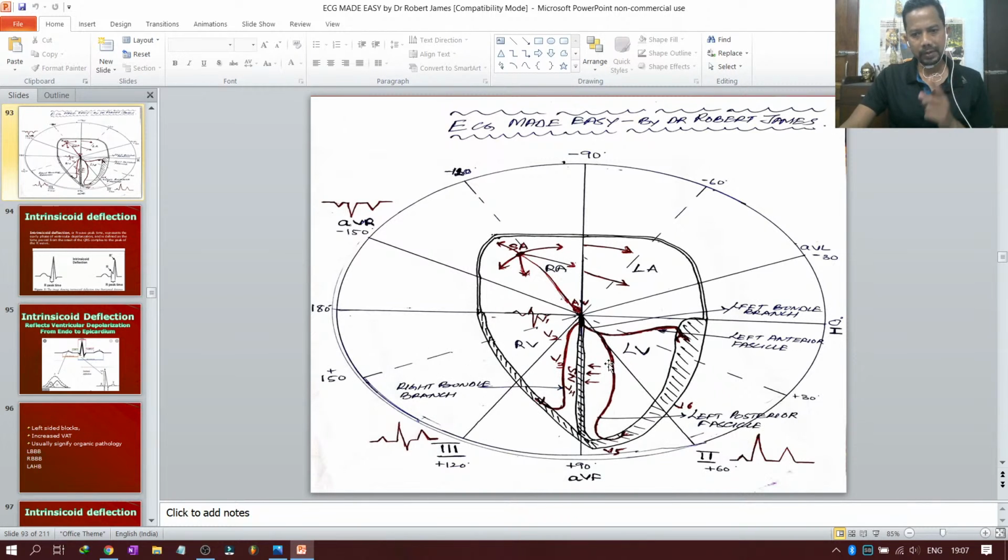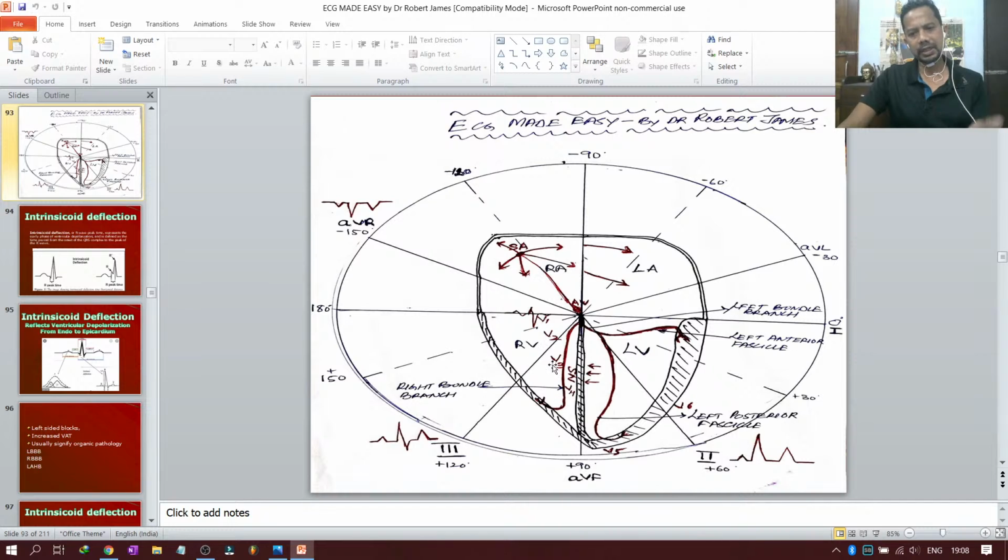When you have to comment on LPFB, left posterior fascicular block, it is a tricky diagnosis, and you have to rule out various causes of right axis deviation: pulmonary embolism, right ventricular hypertrophy with strain pattern, or anything that is causing enlargement of the right ventricle or blockade to pulmonary artery blood flow, which will cause strain on the right heart. In COPD also, all these causes have to be ruled out, and it is a diagnosis by exclusion.